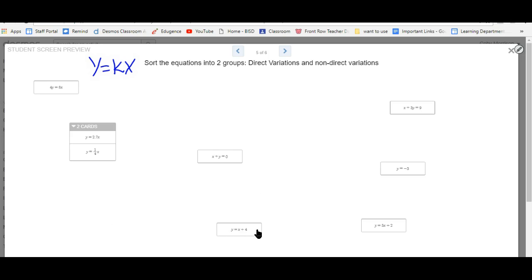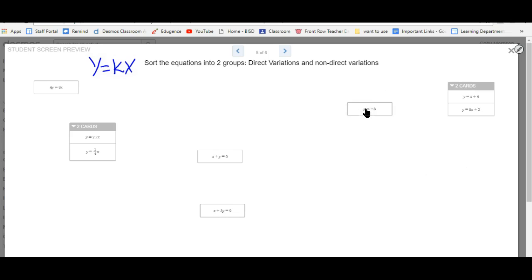This one has a plus 4. That has a y-intercept. I know that is not a direct variation. Same with 5x plus 2. That is not a direct variation. So here are my unknowns so far.